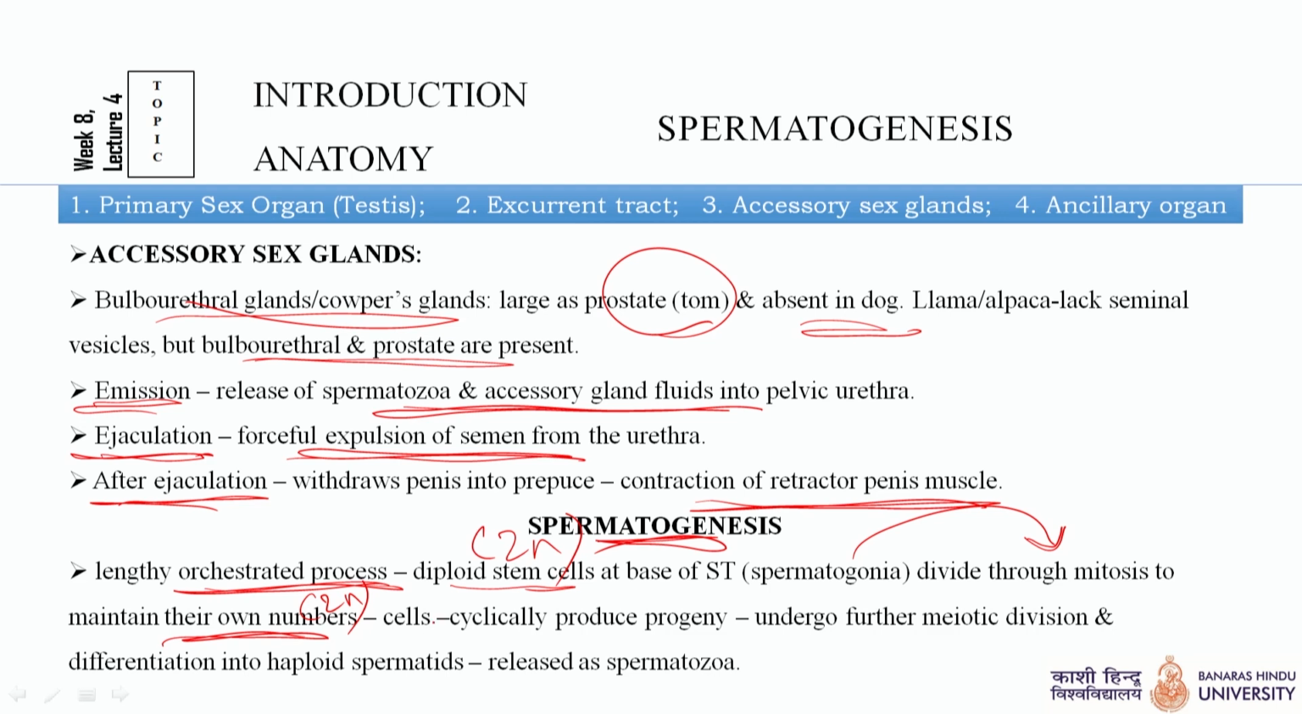And then the cells formed from this mitotic division will cyclically produce progeny. Progeny means daughter cells. These daughter cells will undergo further meiotic division, the first and the second meiotic division, and get differentiated into haploid spermatids. See, from the spermatogonia it became progeny cells, and then the progeny enter into meiotic division, and ultimately form haploid spermatids. So diploid becomes haploid, and these spermatids are released as spermatozoa by a process called spermiation.